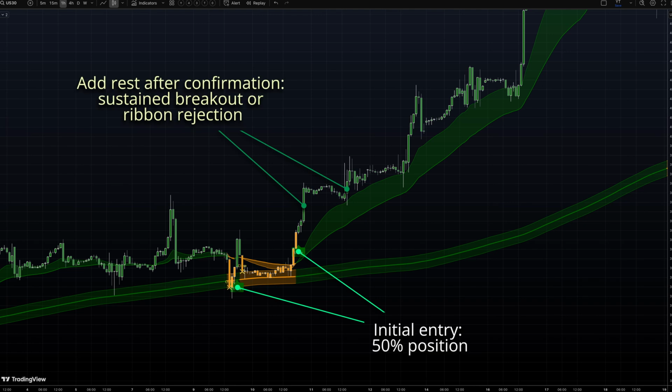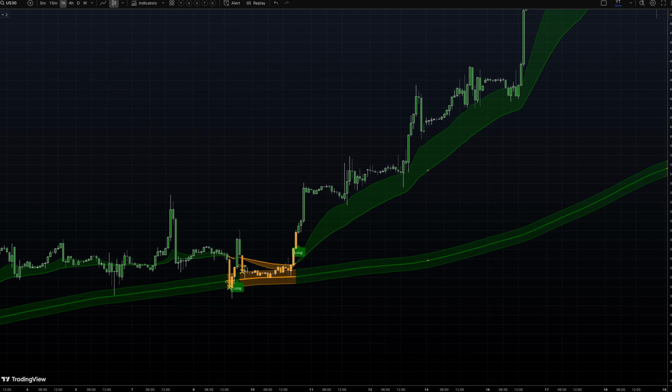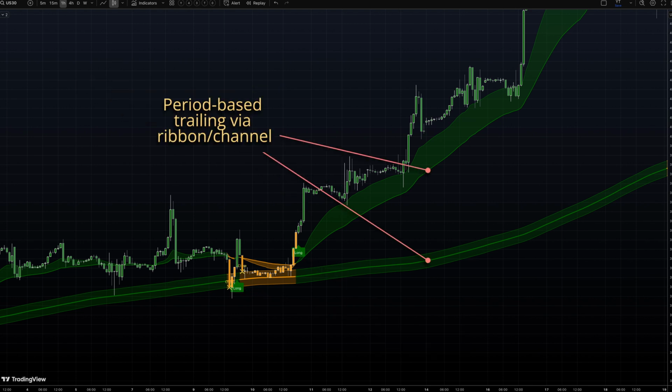Scaling into trades offers flexibility. Enter half the position on the signal and the rest after confirmation, such as the price remaining outside the trend channel for several periods. This approach reduces the impact of early reversals. Exit strategies go beyond static targets. Trailing stops based on channel dynamics help capture extended moves.